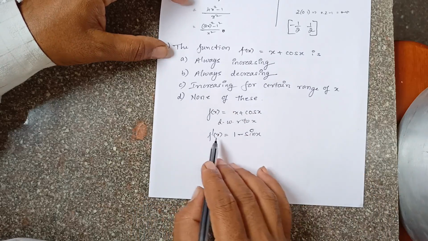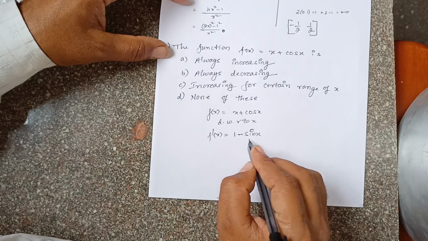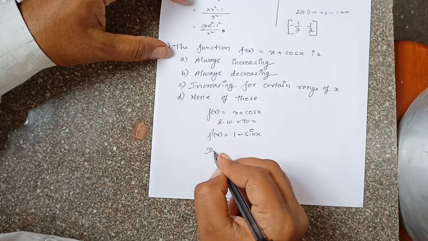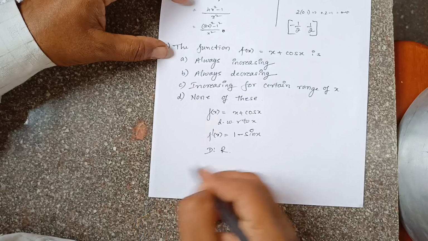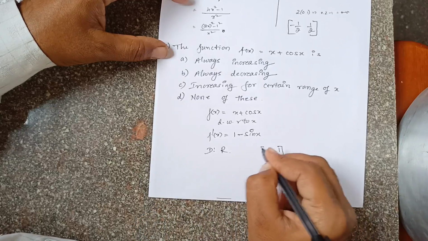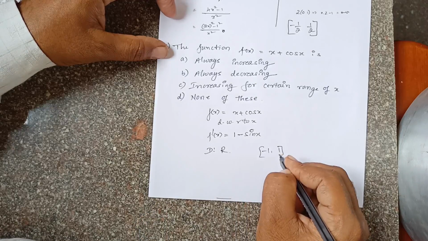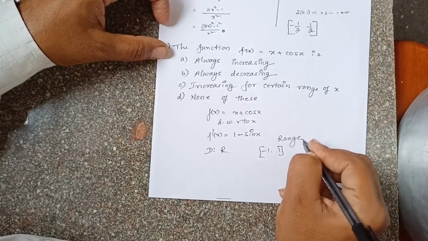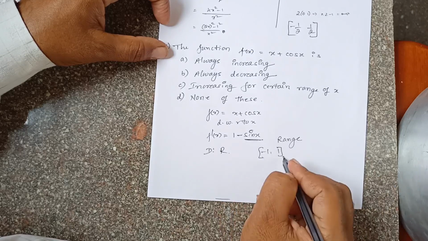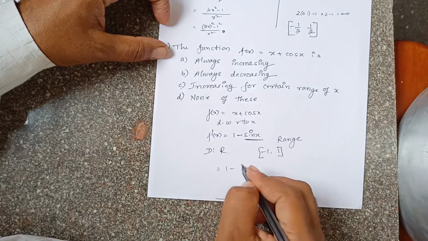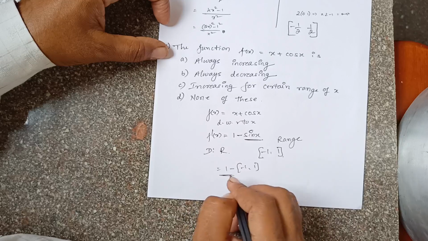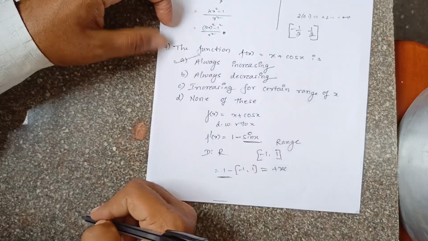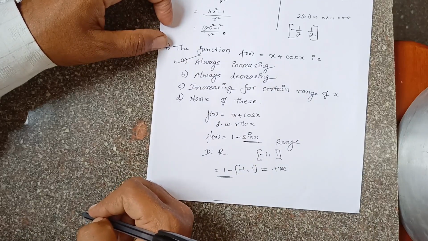We know that the domain of sin x is all real numbers. What does it give us? It gives values only in the interval minus 1 to plus 1, meaning its range is minus 1 to plus 1. Now 1 minus any value in the interval minus 1 to plus 1, what does it give us? It always gives a positive value, or not? Yes. So we can say option A is correct.